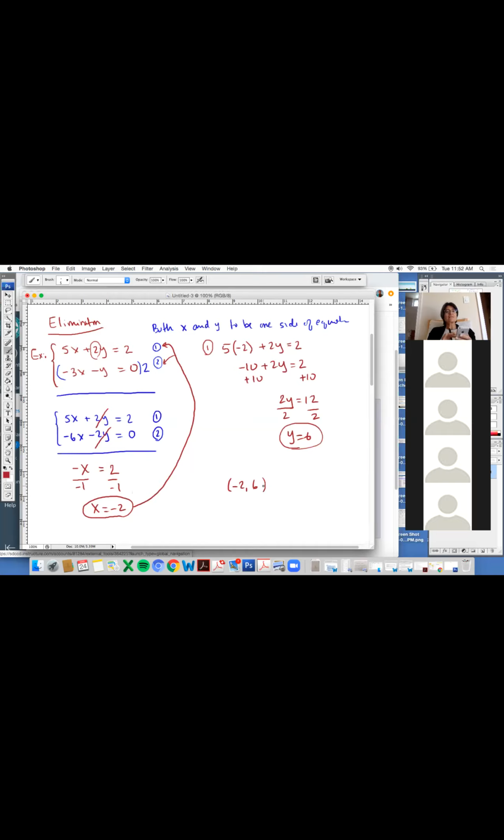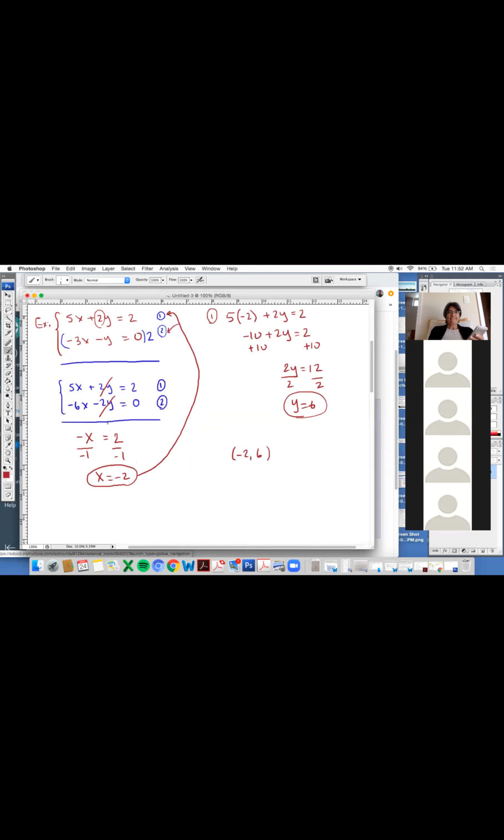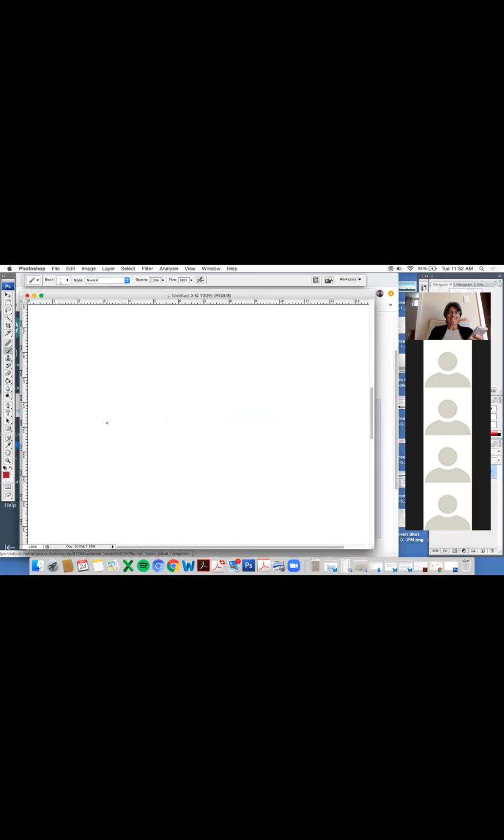All right, let me find another one. Okay, how about this one? 5x minus 7y equals 29. x plus 3y equals -3. Okay, so first equation, second equation.